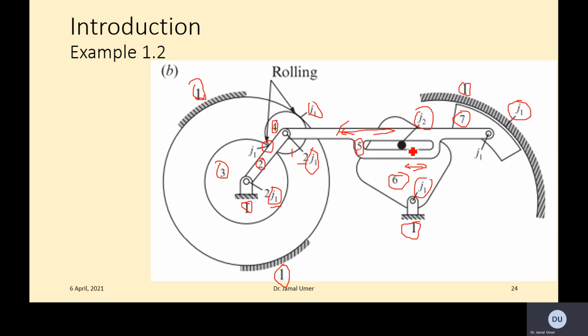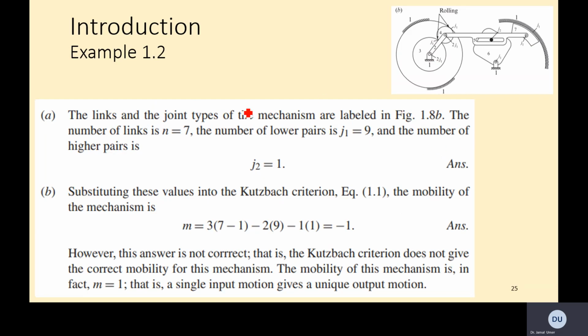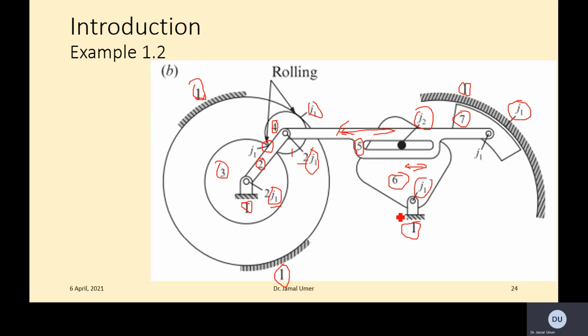All right, so in the solution, the links and the joint types of the mechanism are labeled. This was one of the requirements. For part A, we need to identify that the number of links is 7. The number of lower pairs, J1, is 9. I will just go back. Basically this J1 is considered as 2 times.